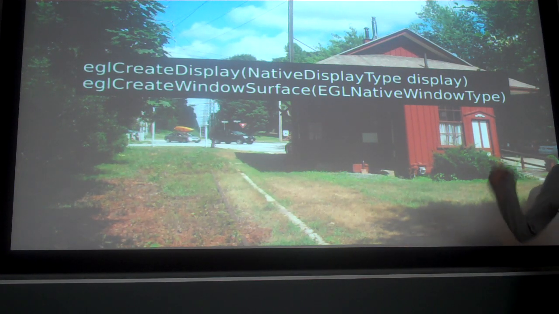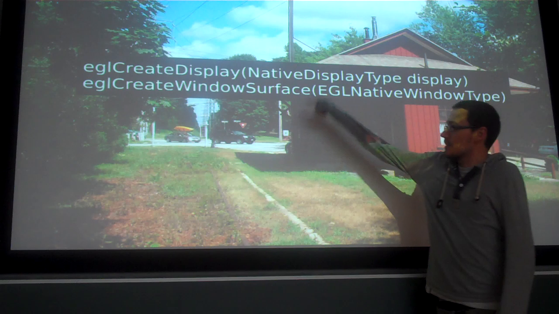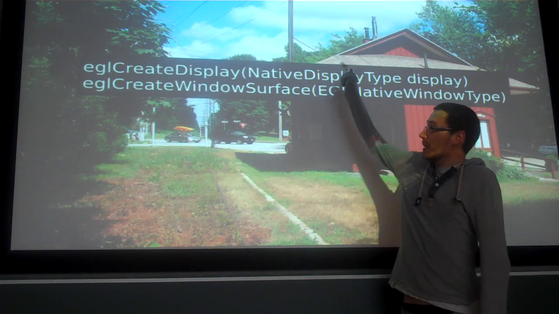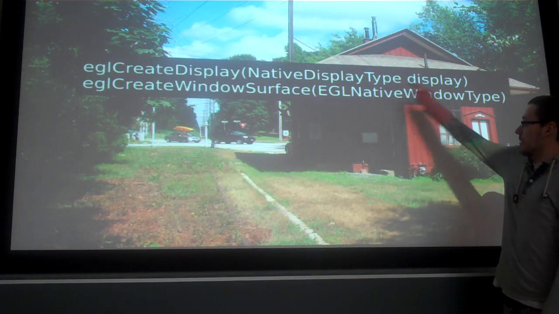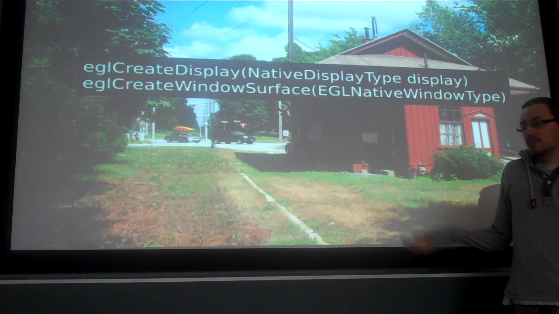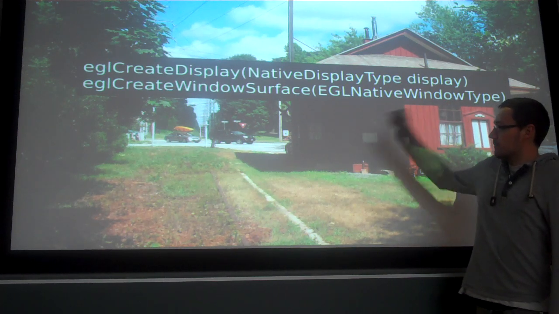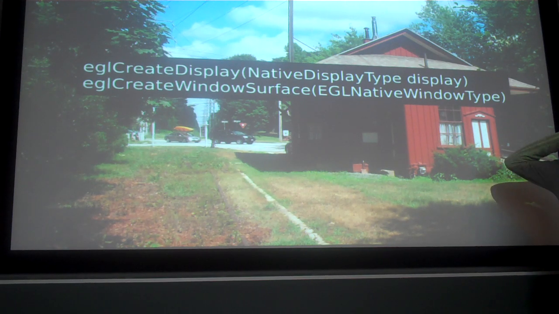EGL is a platform-independent API, but it does have functions that take native pointers. Then it's up to the EGL implementation how it interprets these pointers. These are the two main functions that you might want to use that require a native pointer. The first one is to create a display. That's the first function you would call when you're using EGL. You have to pass it a pointer to your native display type. If you're rendering with X, this would be your X display pointer. And then you also need to create an EGL handle for the surface you're going to render to, and you need to pass your native representation of the window there. If you're rendering with X, that would be your X window.